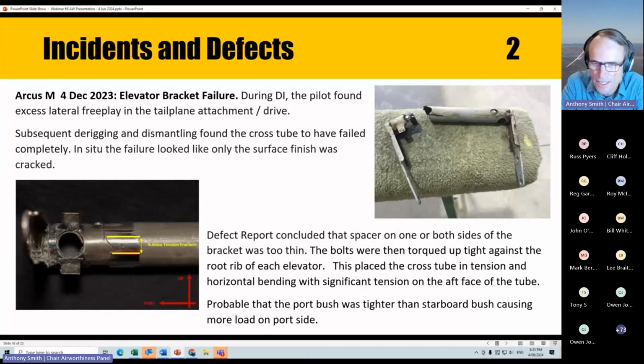So the bolts ended up putting a lot of tension and bending on that aft face of the tube. So the cracks are a known failure. However, the additional tension and bending actually caused it to, A, crack quite fast, and B, then snap. It was also possible that the bush on the port side was tighter than the starboard bush, so that pin and that bush and end of that torque tube was attracting more load. And then that was accelerating the fatigue on that side of the crossbar.